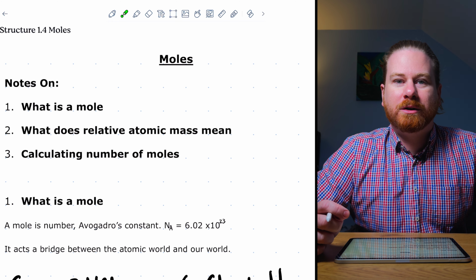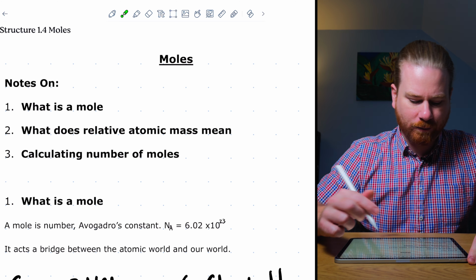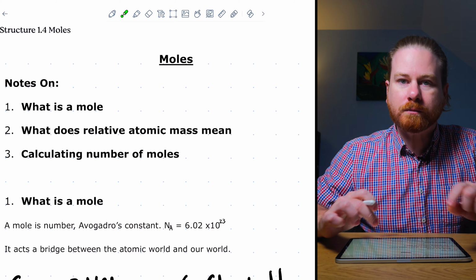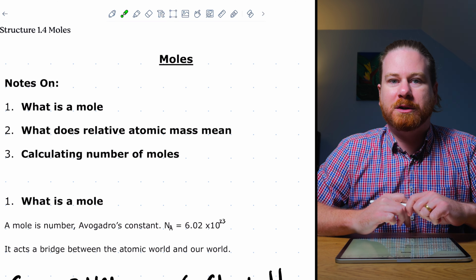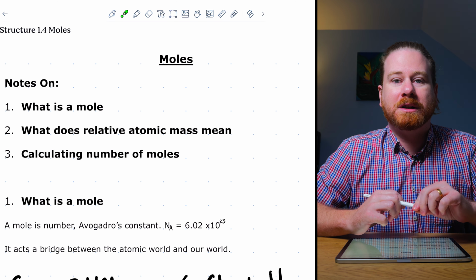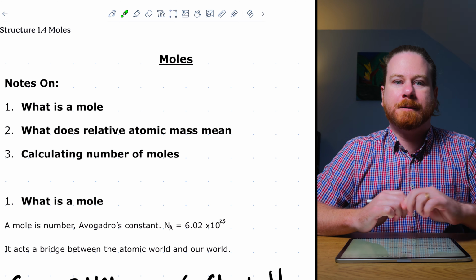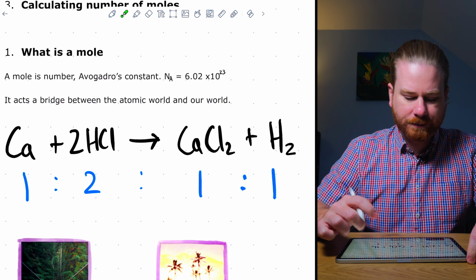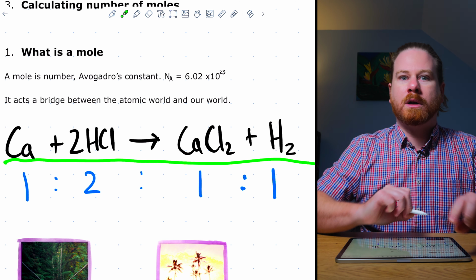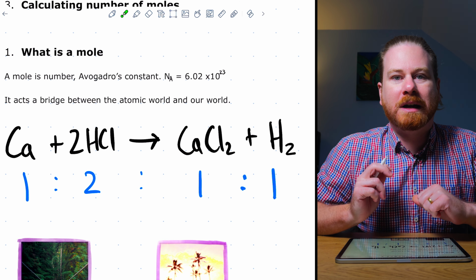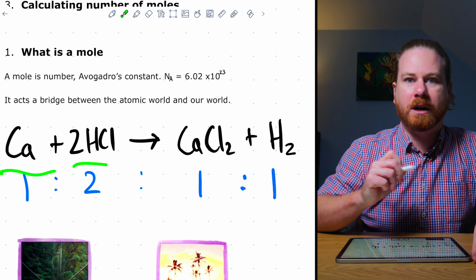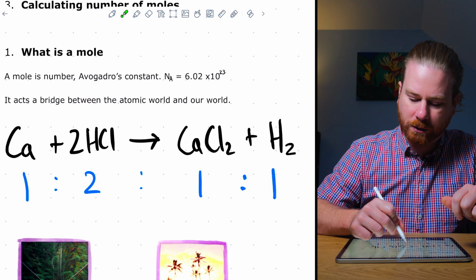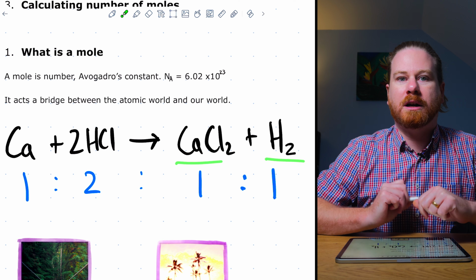So we are going to start at the beginning. So we're going to be looking at what a mole is, but we're going to start at the beginning just below IB level chemistry. So this is to make sure that everyone is following along and doesn't get left behind. So for this, we are going to be using this reaction over here. So the reaction of calcium with hydrochloric acid. And this gives us the products of calcium chloride and hydrogen.